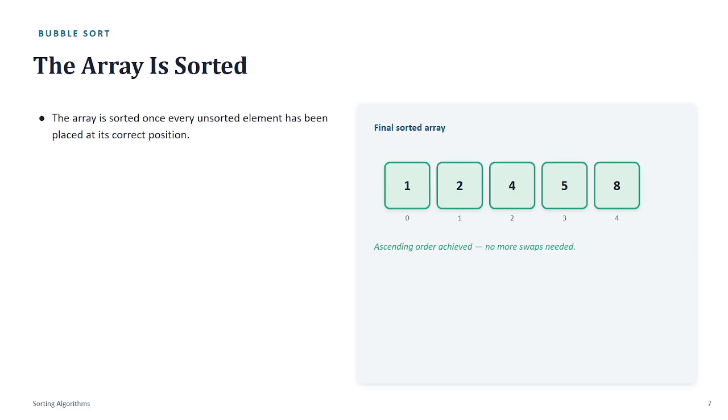Next, eventually all the elements reach their proper positions. At this stage, no more swapping is required. The array is now completely sorted in ascending order. Although bubble sort is easy to understand, it is not the best choice for very large data sets because it performs many comparisons.